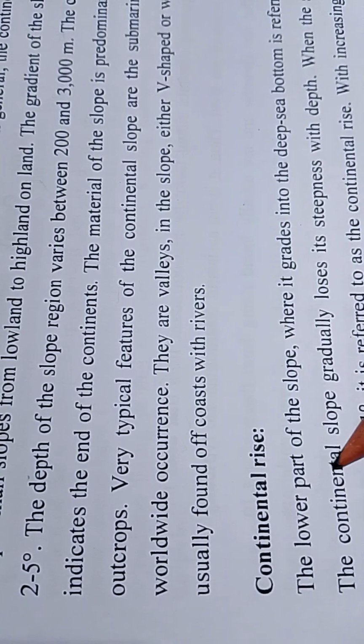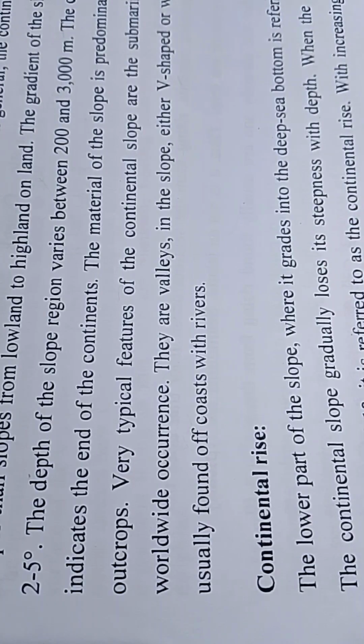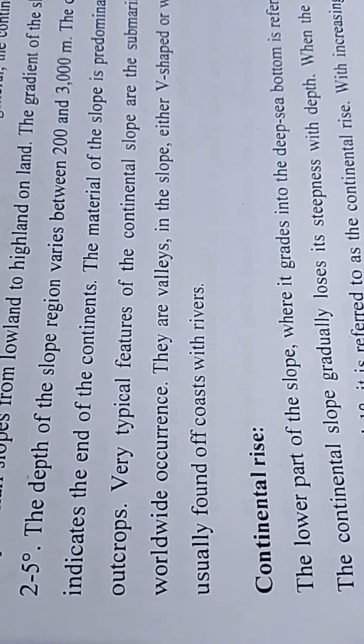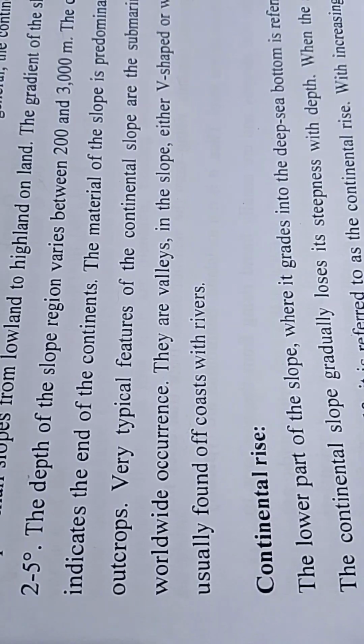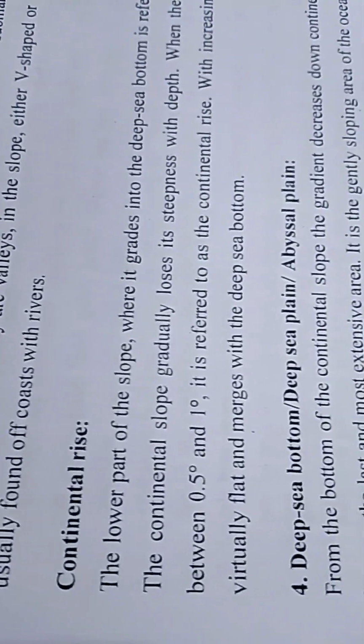Continental rise. The lower part of the slope where it grades into the deep sea bottom is referred to as continental rise. The continental slope gradually loses its steepness with the depth. When the slope reaches a level of between 0.5 degree and 1 degree, it is referred to as the continental rise. With increasing depth, the rise becomes virtually flat and merges with the deep sea bottom.